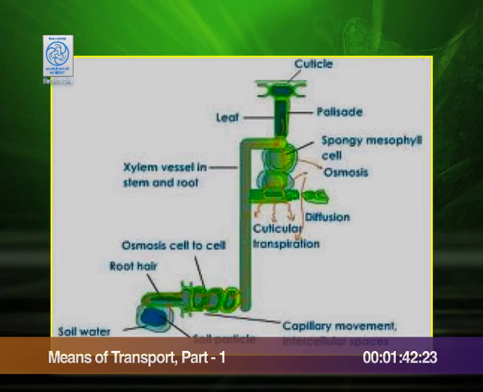If you look into that diagram, you can see the soil water which enters into the root through root hair. There is osmosis cell to cell, and then the water moves up to the xylem vessel in stem or root, and finally to the leaf, enters into the palisade, and there it is absorbed and used in the process of photosynthesis.